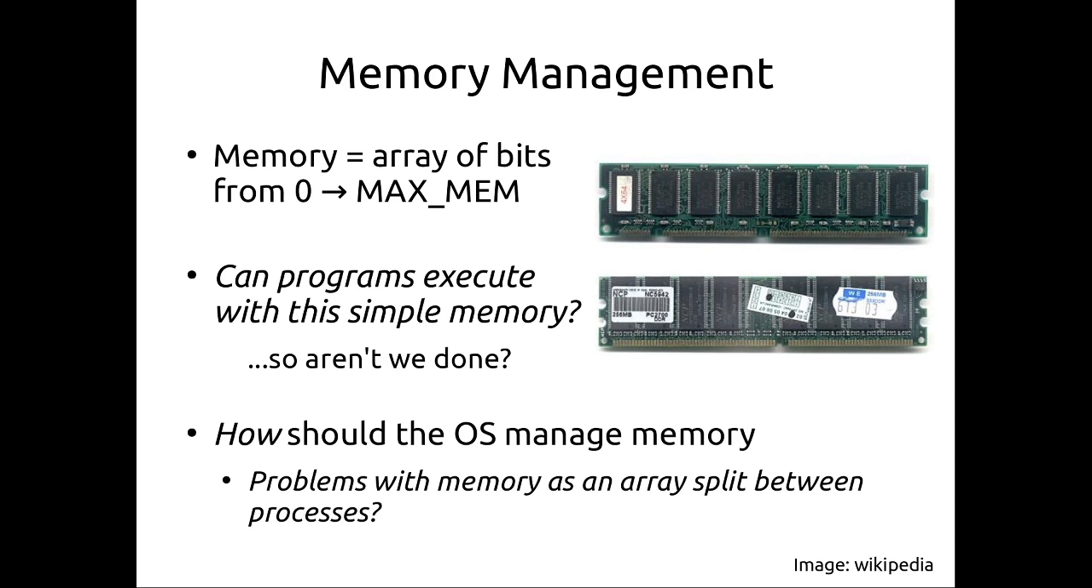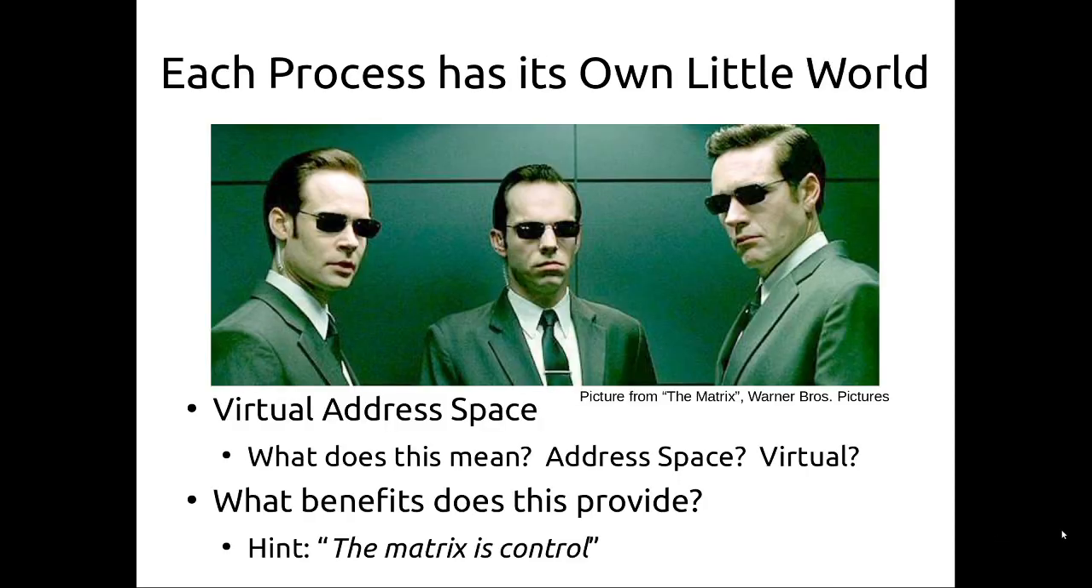And the big question to start out is really just, can programs execute with this memory model? Is that all that we need? We boot up a process, we start executing directly on physical memory, and we're good, right? Are we done? And if the answer is no, or there are complications, how should the operating system actually manage memory? What are the problems, and how do we split it, etc.? So let's dive into these details.